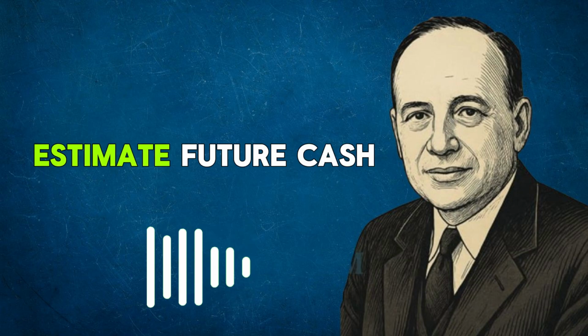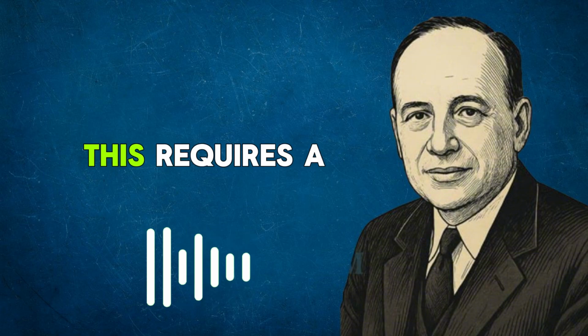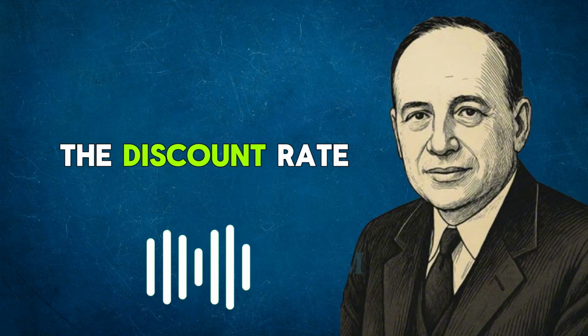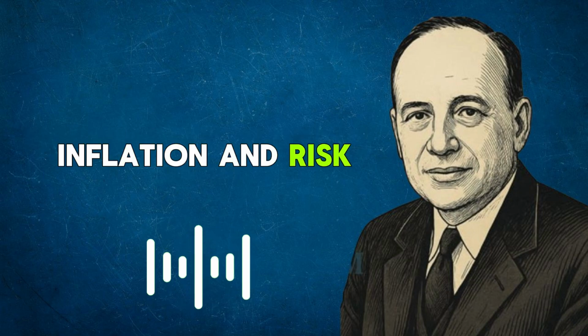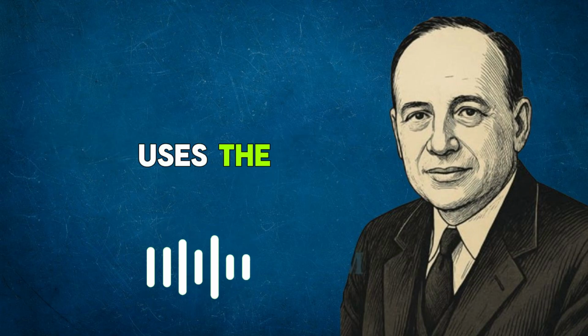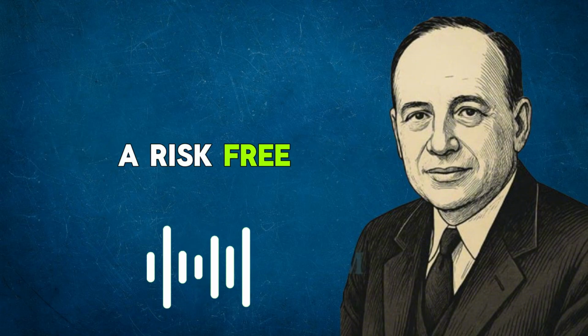Once you estimate future cash flows, you must determine what they are worth today. This requires a discount rate. The discount rate reflects opportunity cost, inflation, and risk. Warren Buffett typically uses the 10-year Treasury yield as a starting point because it represents a risk-free benchmark.